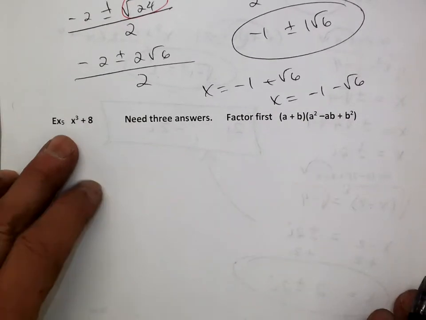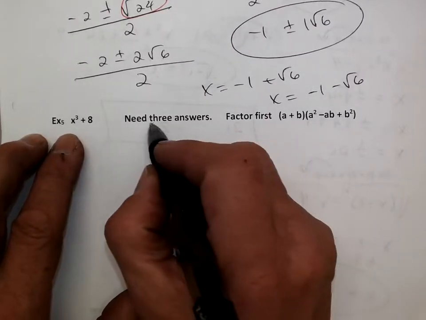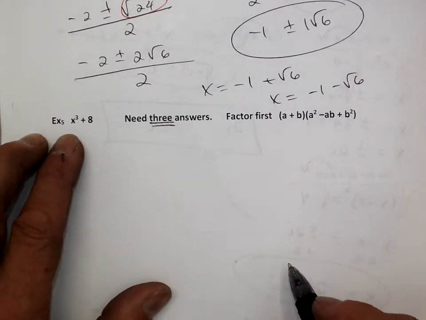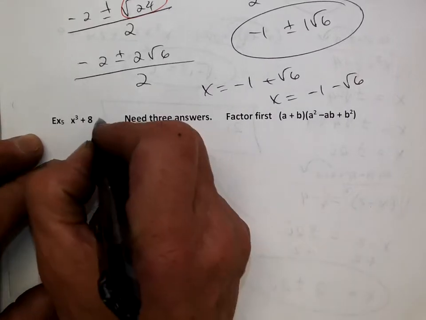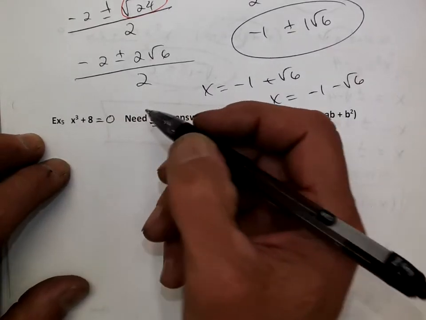Okay, number 5. We need 3 answers, right? We need 3 answers, okay? Oh, I forgot to say set that equal to 0. Sorry, you guys. Okay.